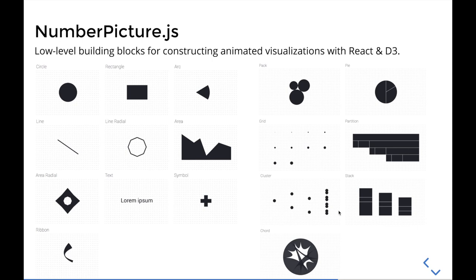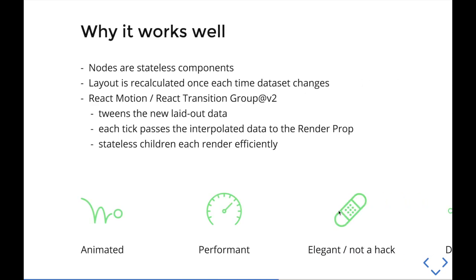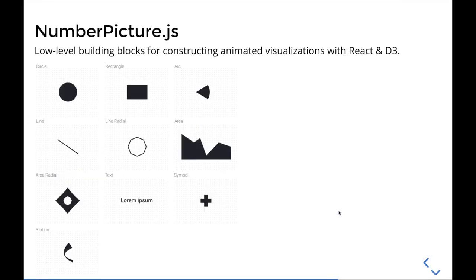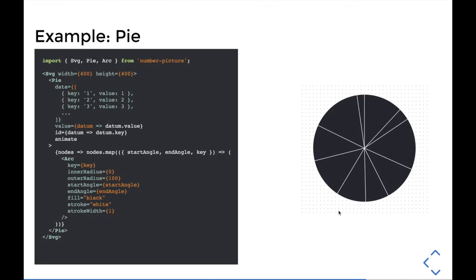So these are all declarative. Well, these are all components that use D3 layouts. If that makes sense. So basically, the way I showed you previously, in the layout, you use the D3 layout function. So the layouts each use a different layout function from D3, and they map that enriched data to the render prop and the children that you pass it. So let me show you an example.